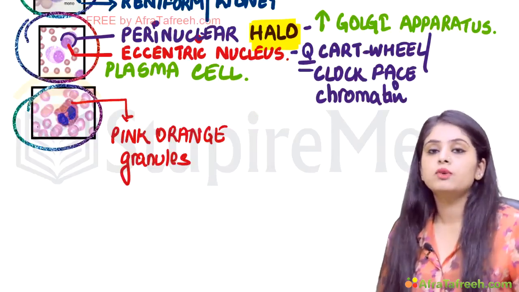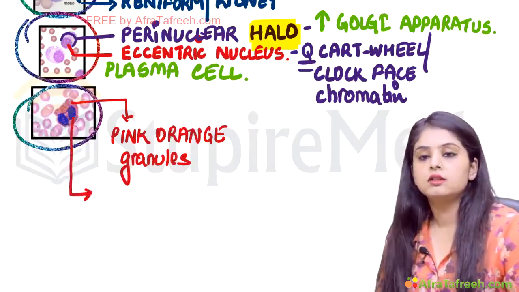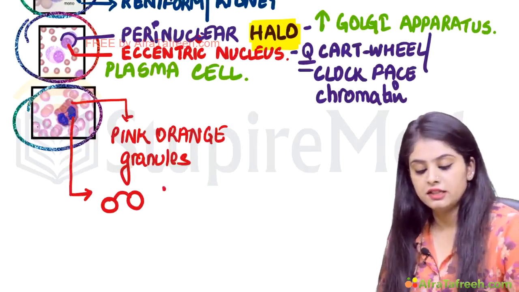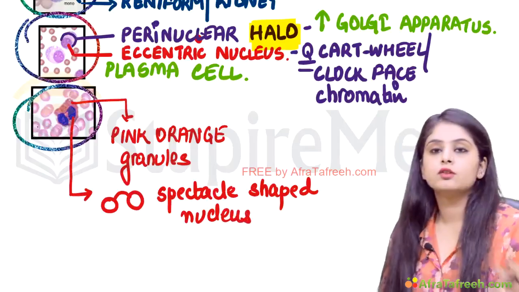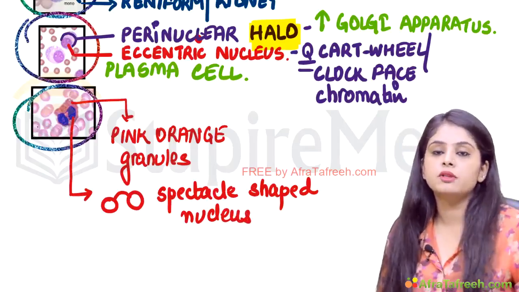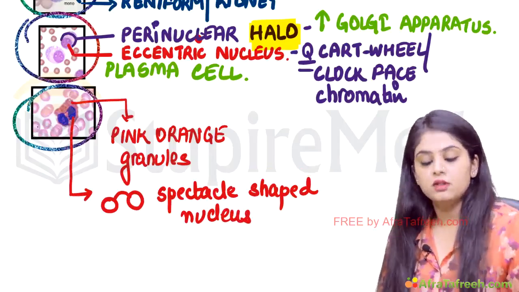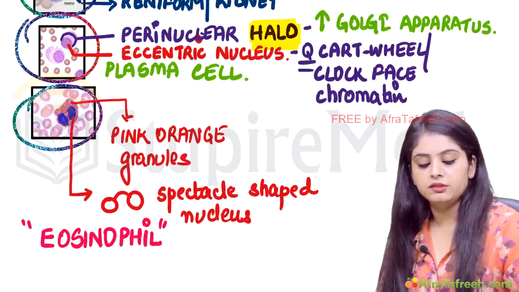Different. One more thing is different. Focus on the nucleus. Can you appreciate that the shape of the nucleus is like this? Or I can say it is a spectacle shaped nucleus. So two features, spectacle shaped nucleus, pink-orange granules. Which cell are we dealing with, students? We are dealing with an eosinophil.